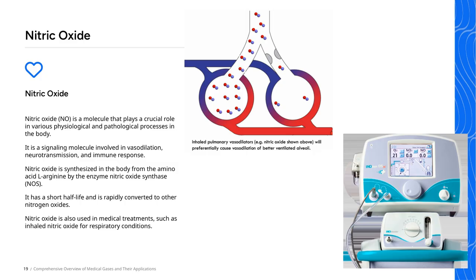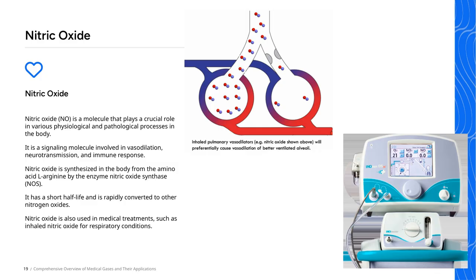The body synthesizes nitric oxide from an amino acid called L-arginine with the help of an enzyme known as nitric oxide synthase, or NOS. Because nitric oxide has a very short half-life, it doesn't stay in the body for long. Instead, it is quickly converted into other nitrogen oxides, which continue to carry out various functions.